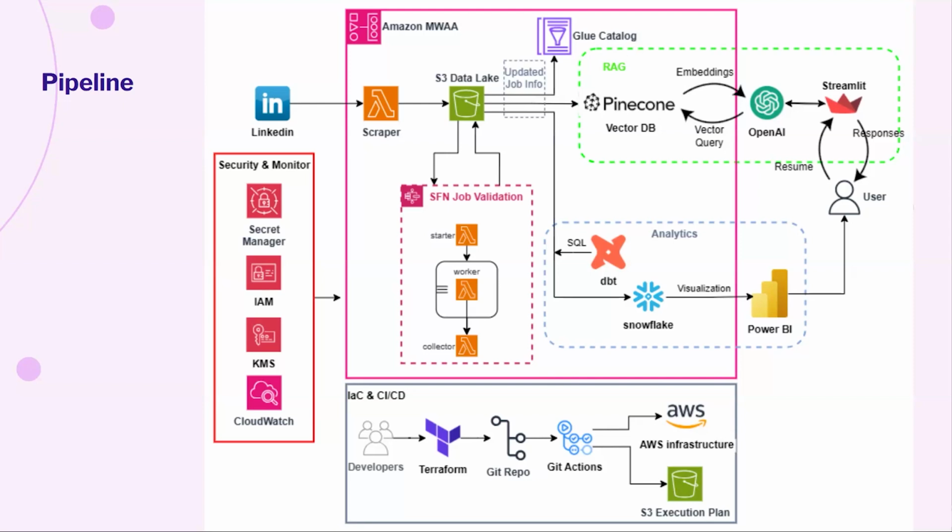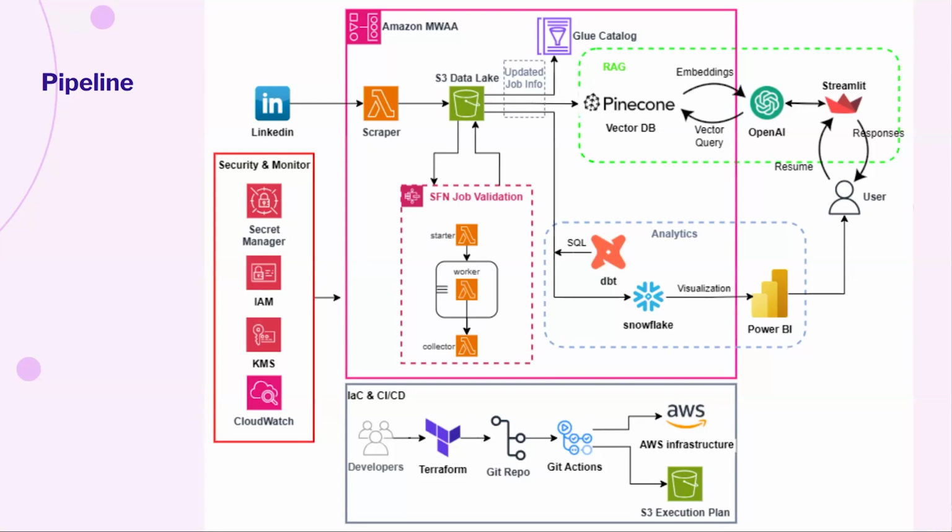The second one is a RAG workflow. Job embeddings are stored in Pinecone, a vector database, which interacts with OpenAI to power intelligent user queries. These queries generate personalized responses delivered through Streamlit. On the right, users interact with the system to receive tailored job insights and recommendations.